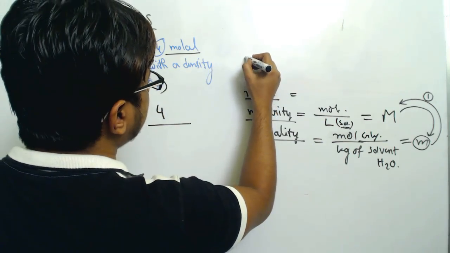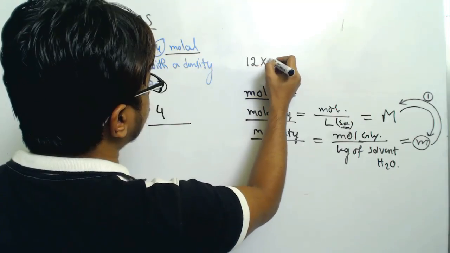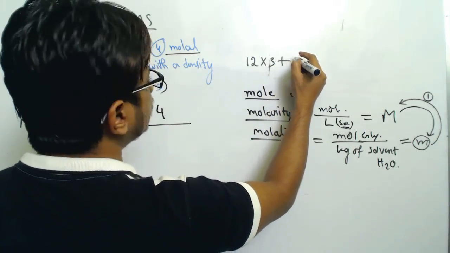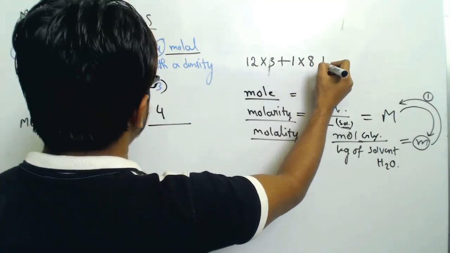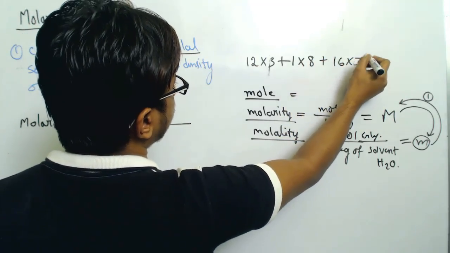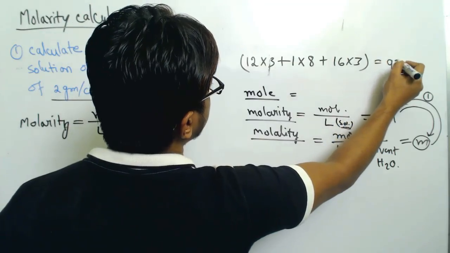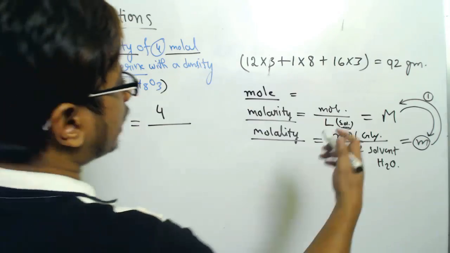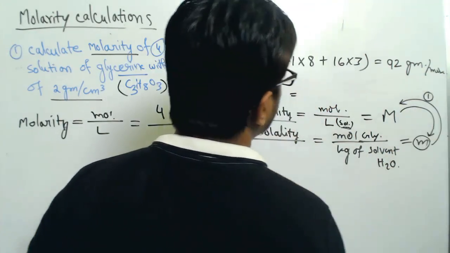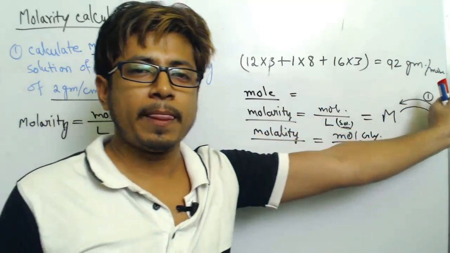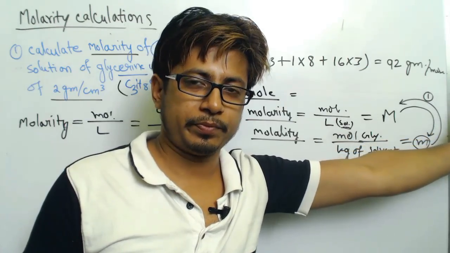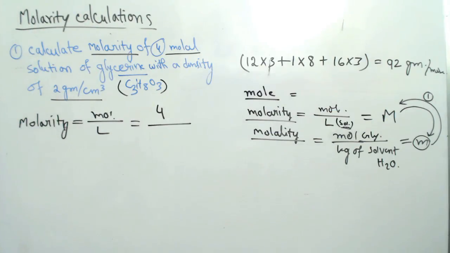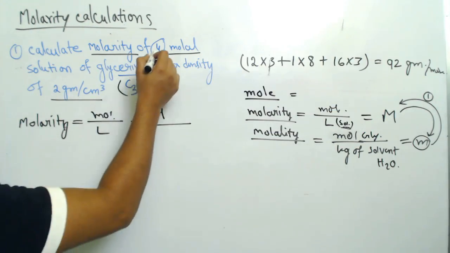So what we can say, carbon is 12 into 3, because 3 carbons are there, plus hydrogen is 1 into 8, plus oxygen is 16 into 3. So it gives us a total of 92 grams. So we call it 92 grams per mole. 92 grams per mole is the amount of glycerine that is present in here, and we know it is 4 molar.